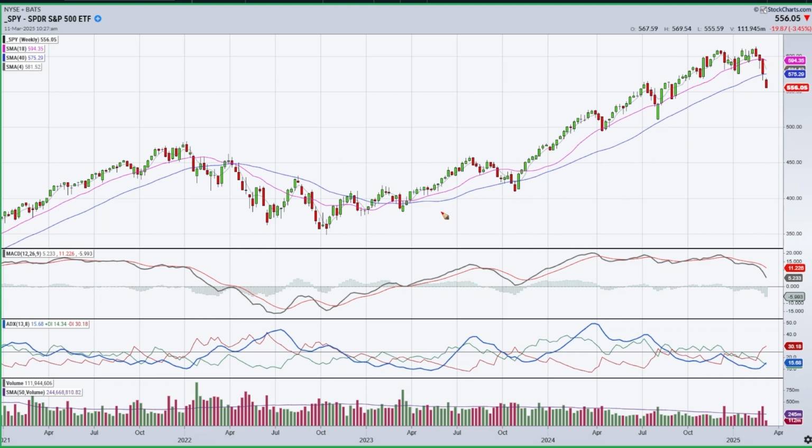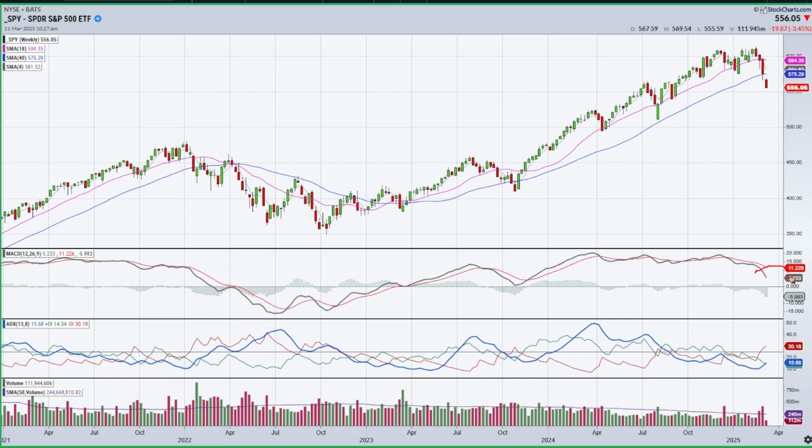Now, based on the bigger picture monthly, which if you look at the 18-month line, we've got that acting as support. So we could go through a corrective pattern where the 18 crosses down below the 40, but it doesn't break the longer term trend. We're just going to have to wait and see how deep of a sell-off this becomes.